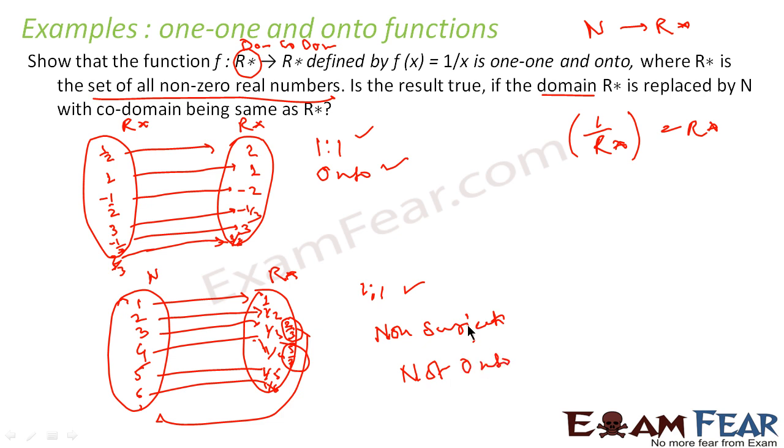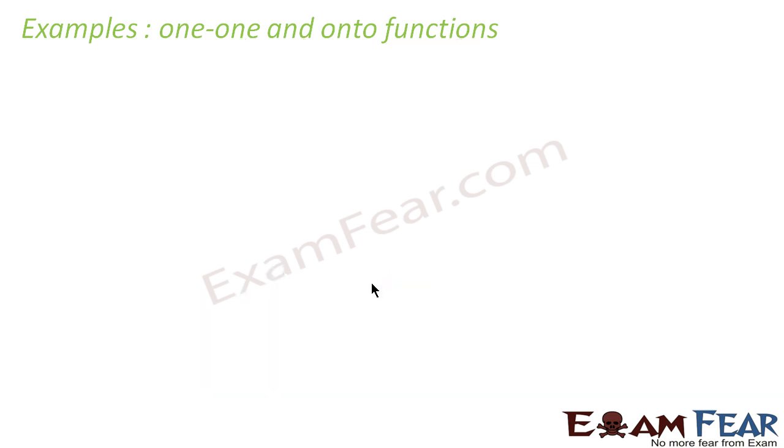So what you have seen: same function, but if you make a change in domain and codomain, the pattern changes. It was from non-zero real numbers to non-zero real numbers. It was one-one onto. It is natural numbers to non-zero real numbers. It is one-one, but it is not onto. Alright. Let's check one more example.